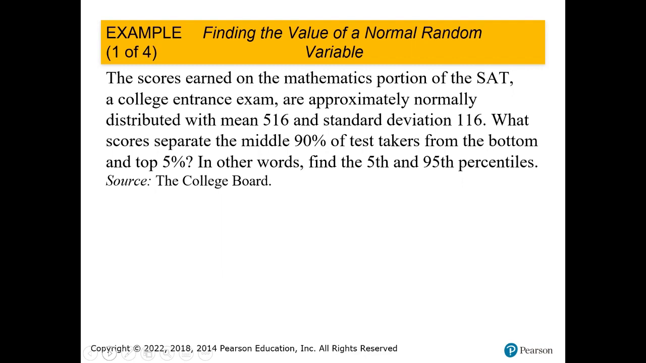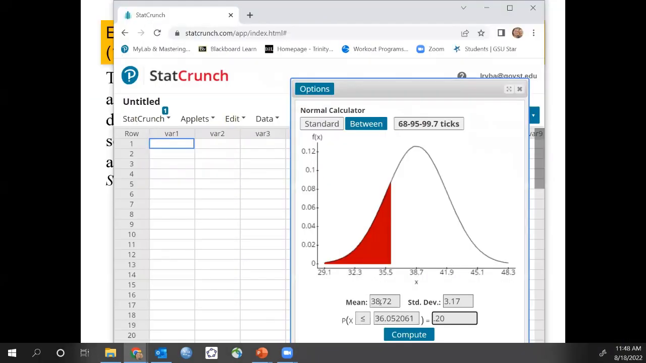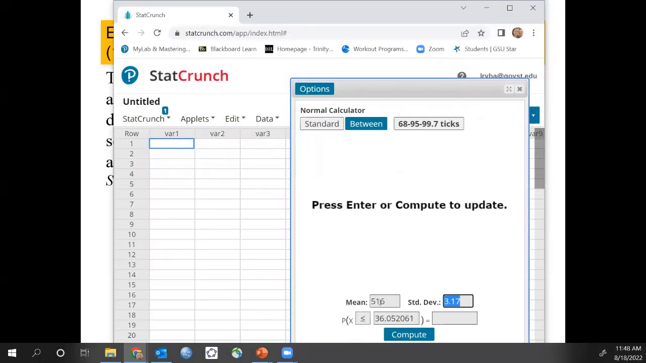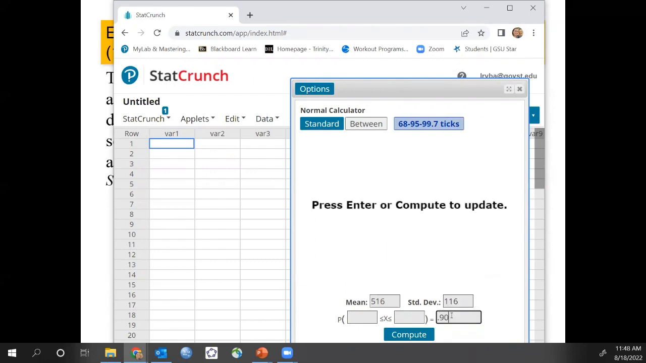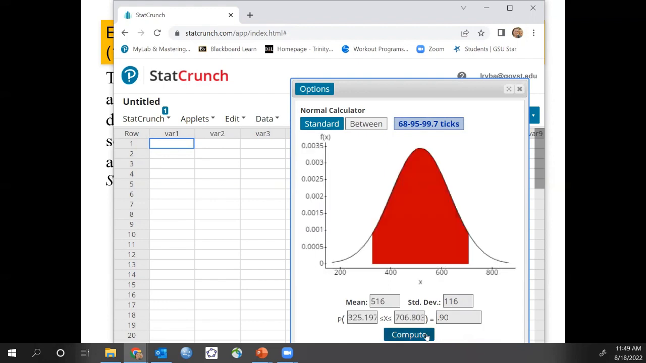So there's 2 ways that we can do this. I read this first as the middle 90%. So I'm going to do that as a between, and area is 0.90. 516 for my mean, 116 for my standard deviation. I want to do a between such that my area is 90%, 0.90. That is the way I'm going to do it here. And what it's going to do is give me my 2 values.